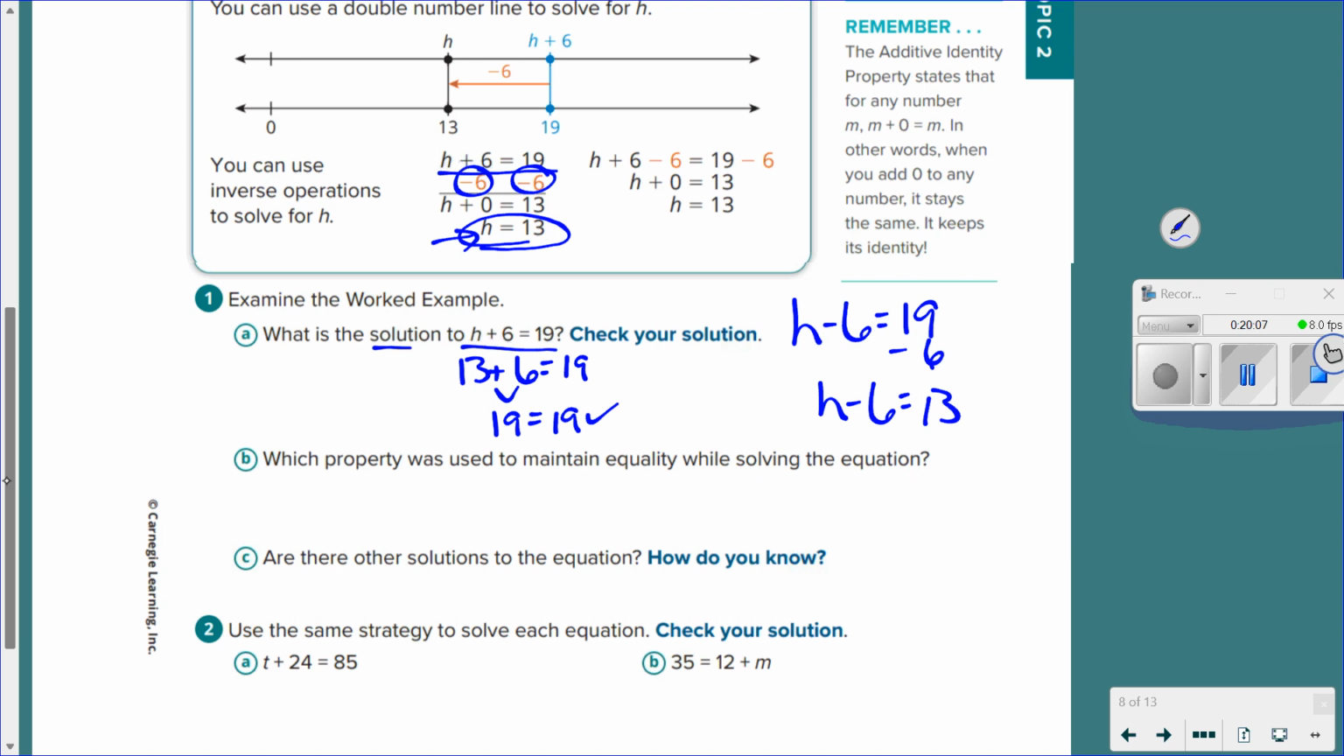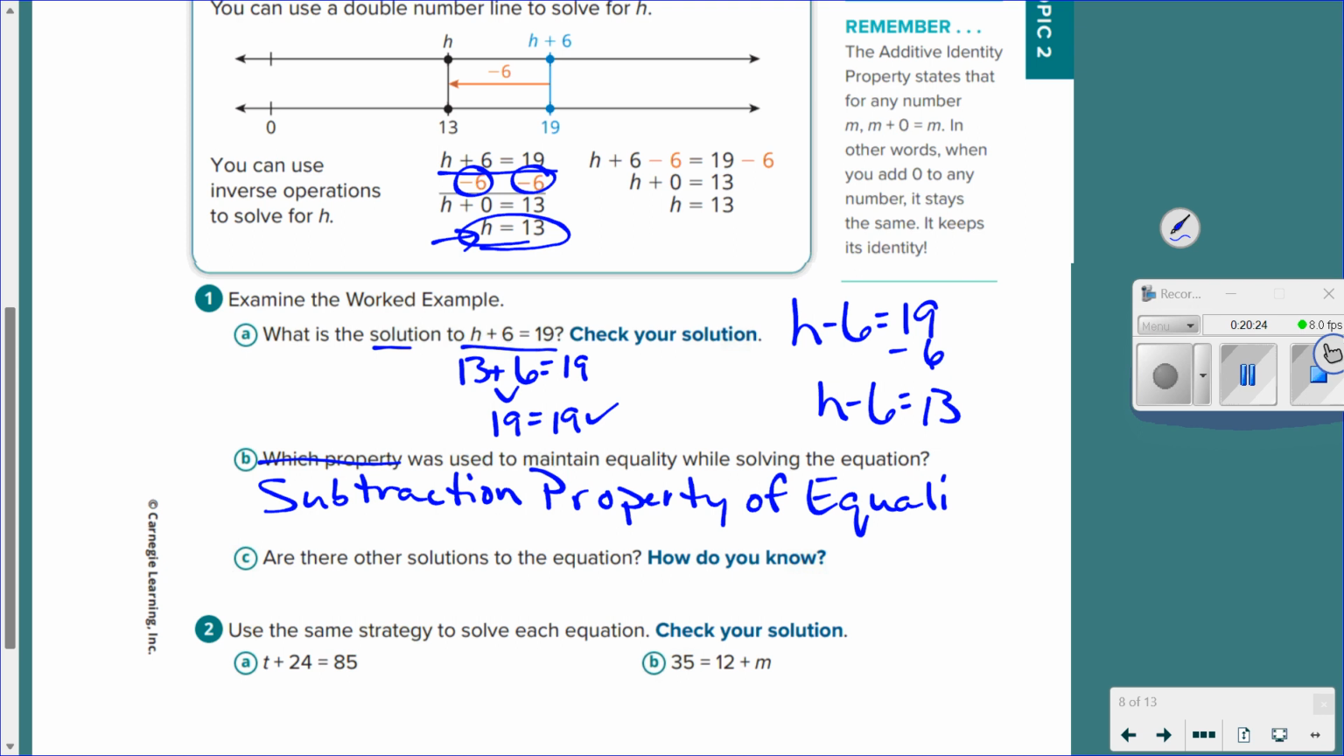Which property was used to maintain equality? Subtraction property of equality. Guys, make sure you're writing out the entire thing. You need to understand what the property is, because there are a lot of properties in math that help us do what we do in order to solve it. Are there other solutions to this equation?